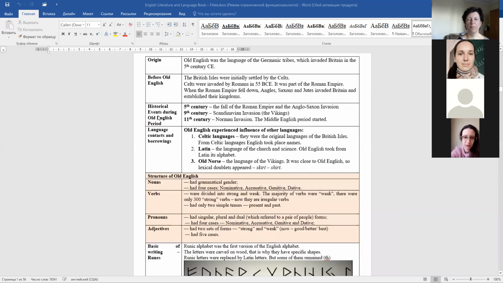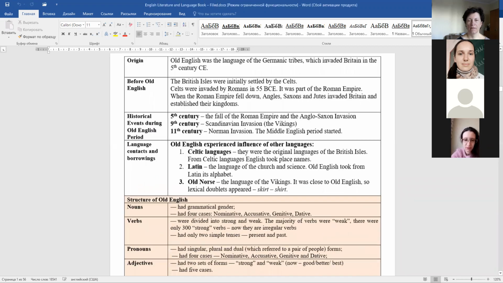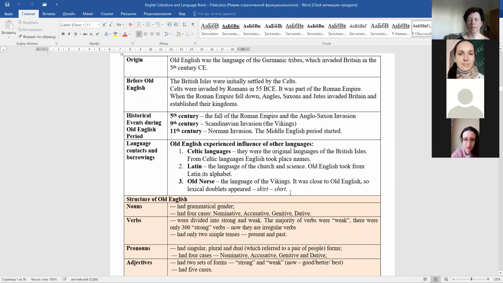Very good. Anya, please tell about the language contacts and borrowings during this time. Old English experienced the influence of other languages, such as Celtic languages. They were the original languages of the British Isles. And from Celtic languages, English took place names. From Latin, the language of the church and science, Old English took its alphabet.